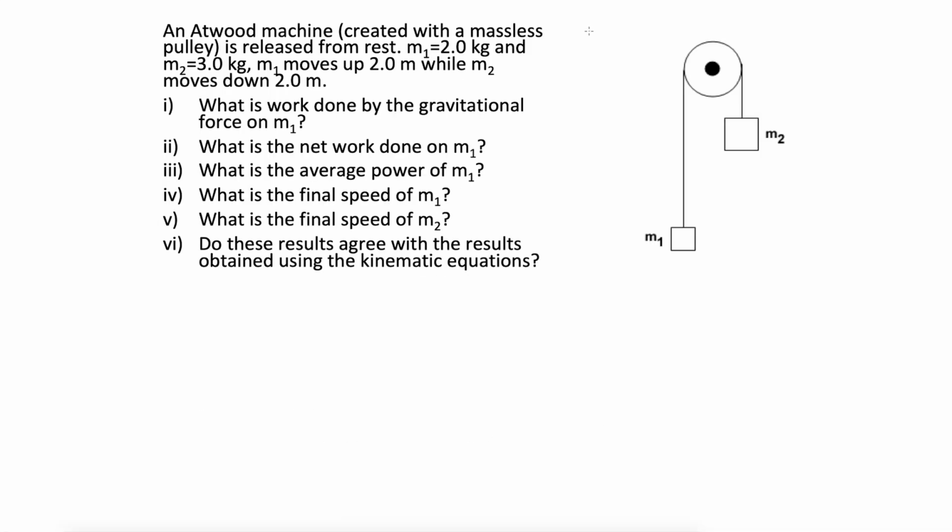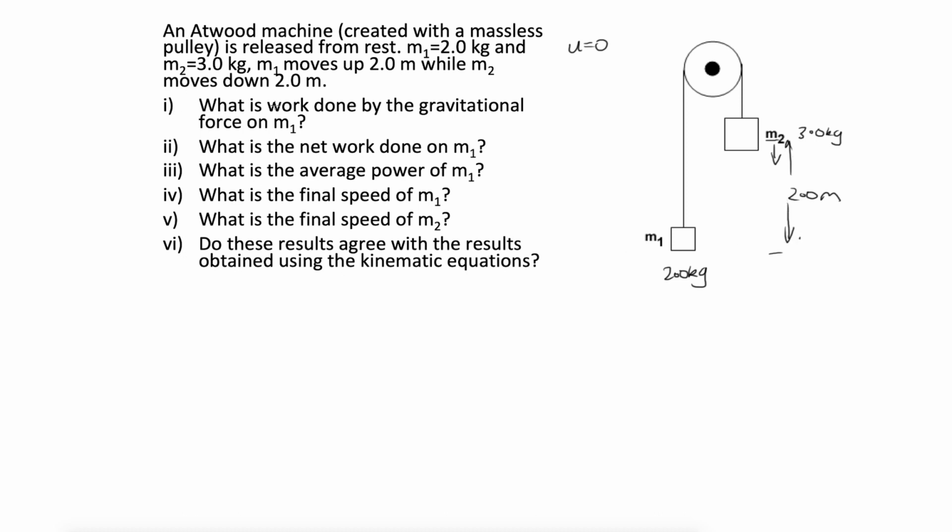So in this problem, we've got an Atwood machine, which is created from a massless pulley, and it's released from rest. So we can say U is equal to 0. And we're told that M1 is 2 kilograms and M2 is 3 kilograms. And initially M1 moves up, and it moves up 2 meters, while M2 moves down 2 meters. So M2 goes from here to here. So it's down, and that's 2 meters.